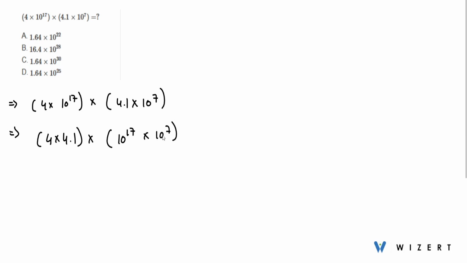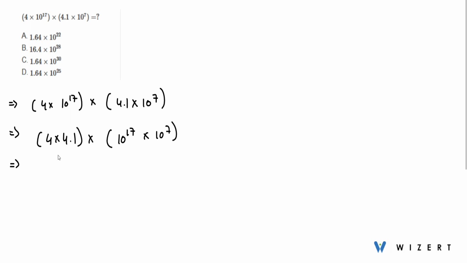Now you might ask why we are doing so. We are doing so because you can see that 10 raised to the power 17 and 10 raised to the power 7, both these numbers have the same base, that is 10. So when two numbers having the same base are multiplied, then their exponents get added.